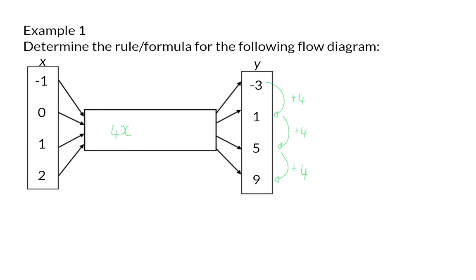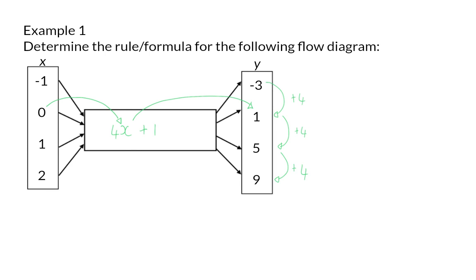Next, we need to determine whether this is the complete formula or whether there's still an adjustment that needs to be made. For this, we can test any of the input values. So, if I substitute 0 directly into the formula we have at the moment, we have 4 times 0, which is 0. But the output value should be 1. That means we still need to add 1 to our formula.